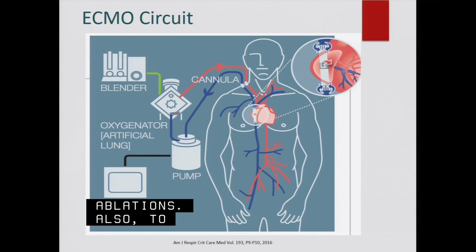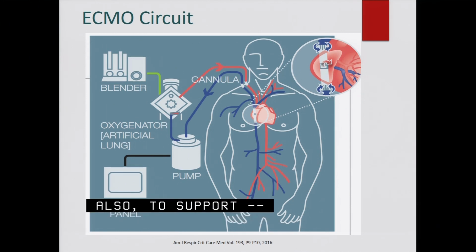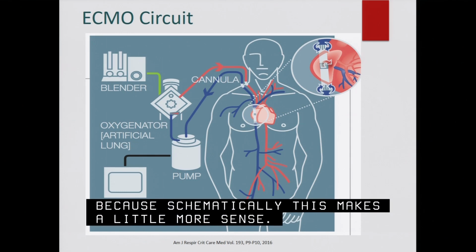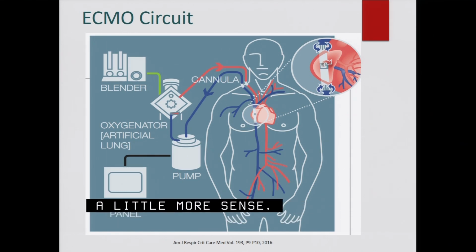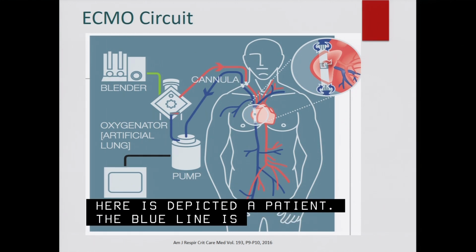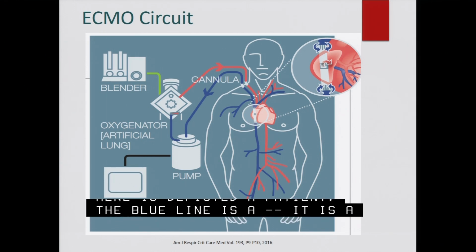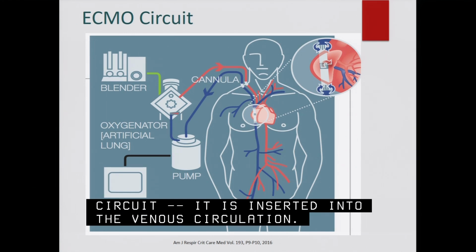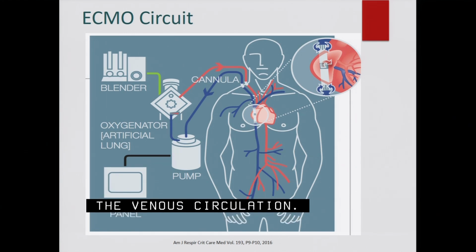So I thought I'd show a picture because schematically this makes a little more sense than me kind of waving my hands and saying blood goes here, goes here. So here's depicted a patient. The blue line is a large bore tube that's inserted into the venous circulation. It withdraws blood from the patient to a centrifugal pump. Basically, something that looks like a blender, spins continuously. That pump takes blood then to an oxygenator where gas exchange occurs.